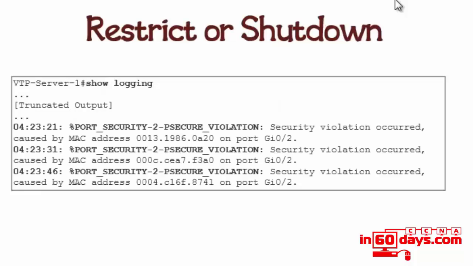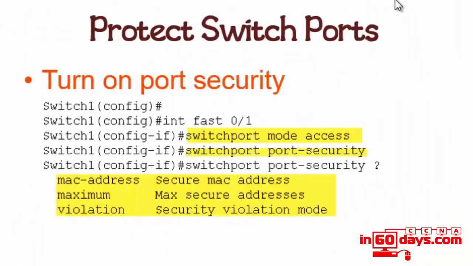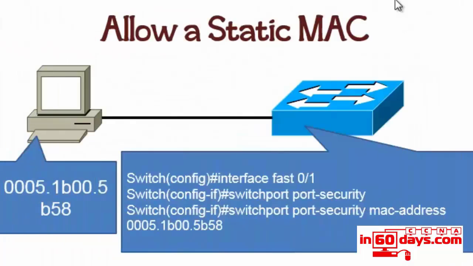Show logging, you'll get logging output to your syslog server or your console session, depending on how you're connected, for restrict and shutdown modes. Protecting the switch ports, I've already covered these commands. Here's just an example of a config. I've got a PC connecting to a switch port, and I've hard set the MAC address that's allowed, so only that MAC address will be permitted through that port.